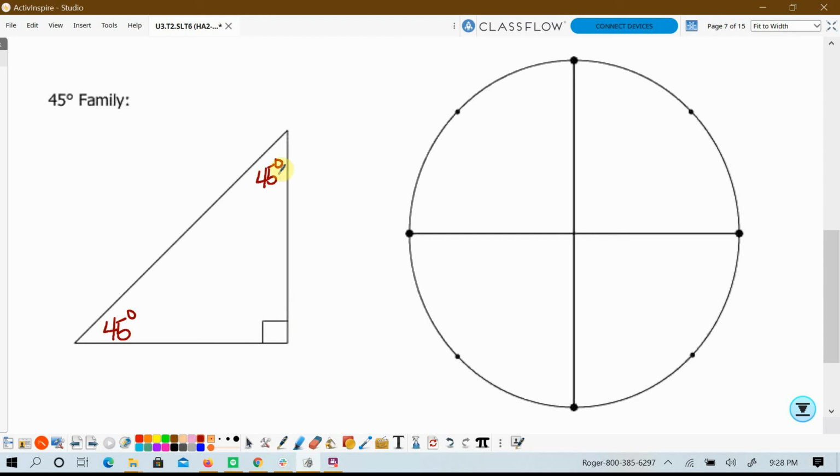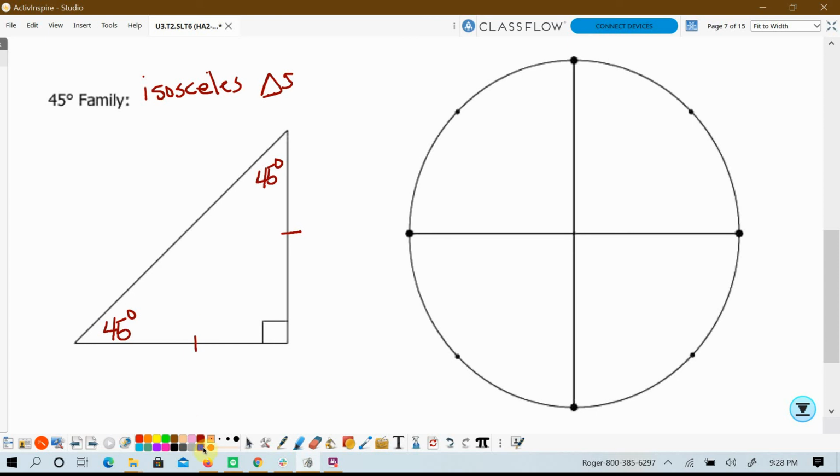Now, it just so happens this triangle is unique and special because the angles are equal. So this plays off of what you learned in geometry about isosceles triangles. You might recall isosceles triangles have two sides that are congruent. So that would mean that the opposite sides of these 45-degree angles would have the same length.